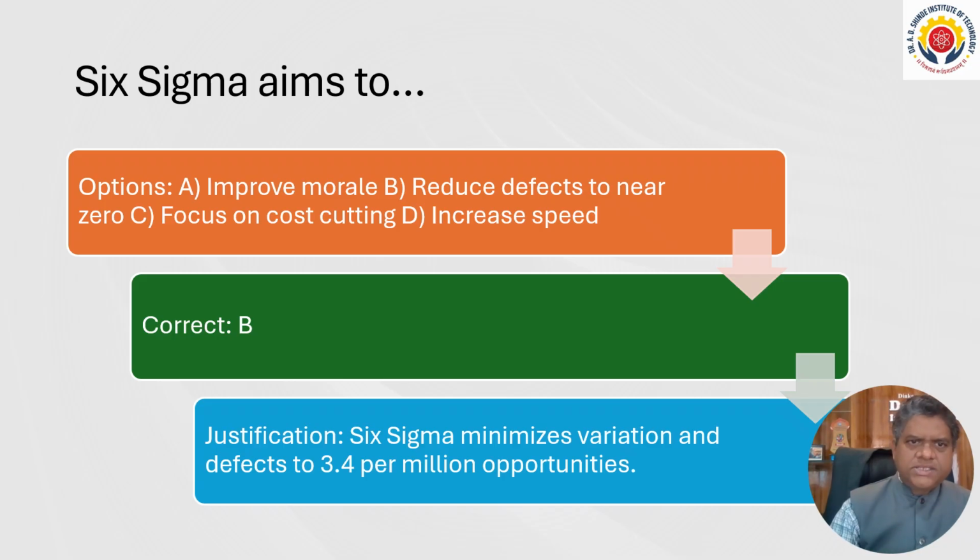The other question is, Six Sigma aims to. Basically in Six Sigma we are talking about the defects in parts per million, that is ppm, and the Six Sigma minimizes the variation and it reduces the defects to 3.4 parts per million opportunities, and hence the correct answer here is B, reduce defects to near zero.